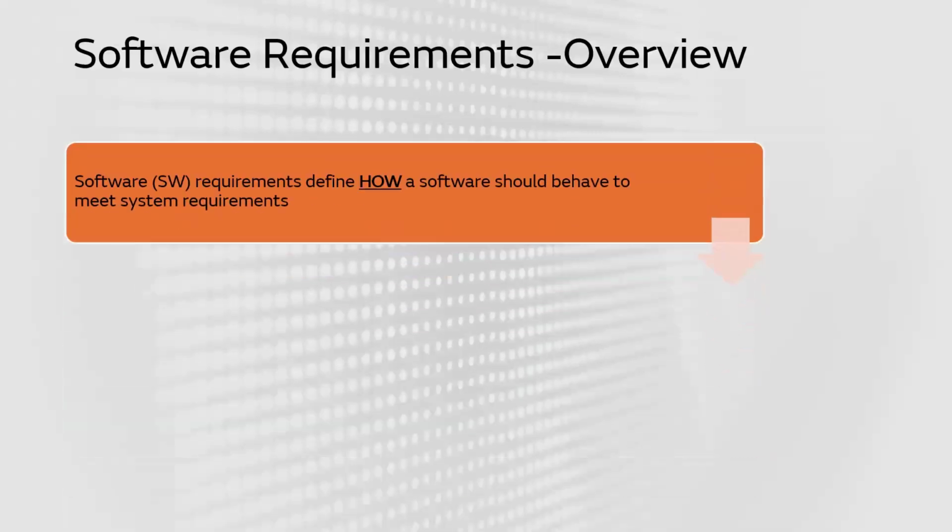The software requirement defines how the software should behave to meet the system requirement. If you remember when I spoke about the system requirement, I said it defines what the system shall do, and the software requirement says how the software should be implemented to meet the what of the system requirement. So the key thing to remember here is that the software requirement talks about how, and the system requirement talks about what needs to be done.